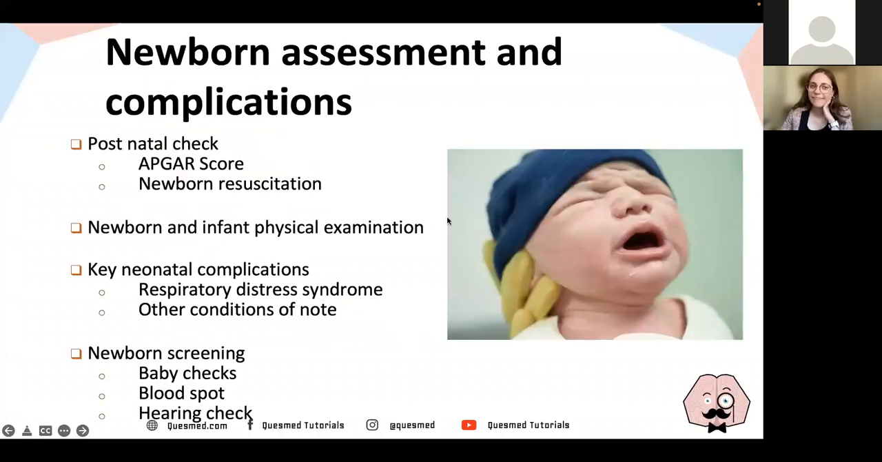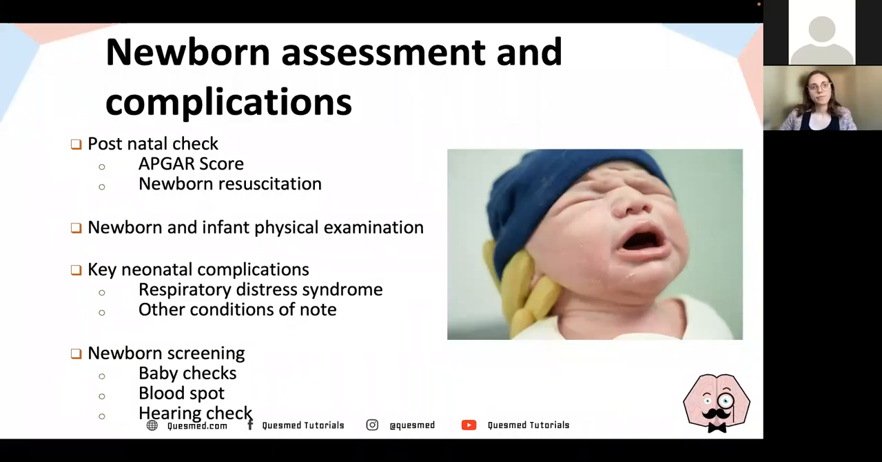So this is what we're going to be talking about today. Hopefully it's all quite relevant for you guys. It's a huge topic, so it's worth trying to keep it to the essentials for you as medical students and when you start as junior doctors.